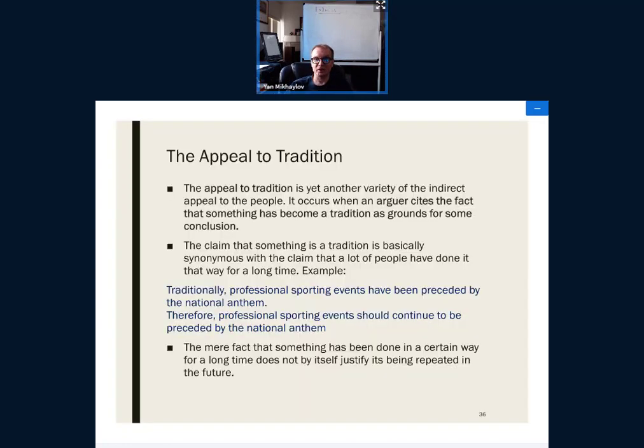Appeal to tradition. Again, this is a good example, and a lot of people actually would say that there's no fallacy with that, when in fact, if you think about it, there is. This is the example from the book. Traditionally, professional sporting events have been preceded by the national anthem. Therefore, professional sporting events should continue to be preceded by the national anthem. Now, you may say, what's the problem? Indeed, that makes sense, right? They've always been preceded by the anthem. Let them be.